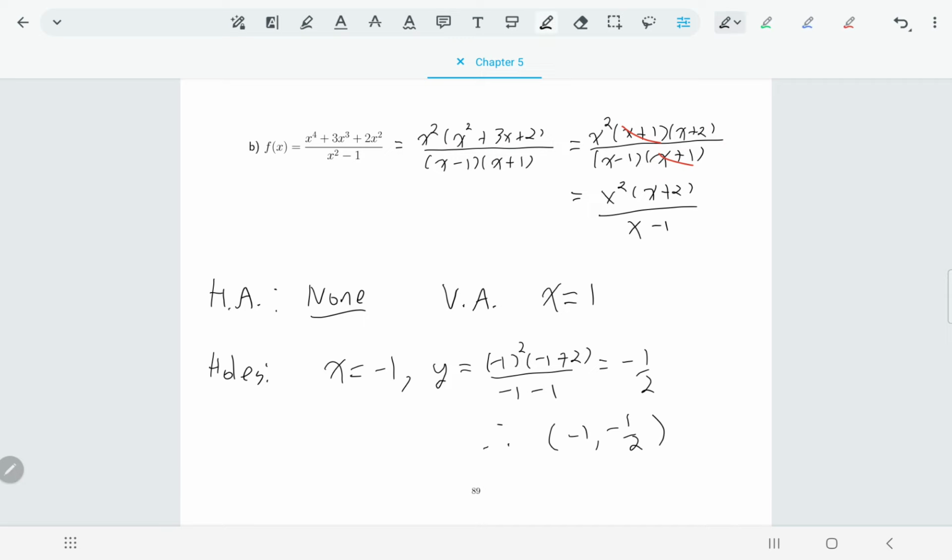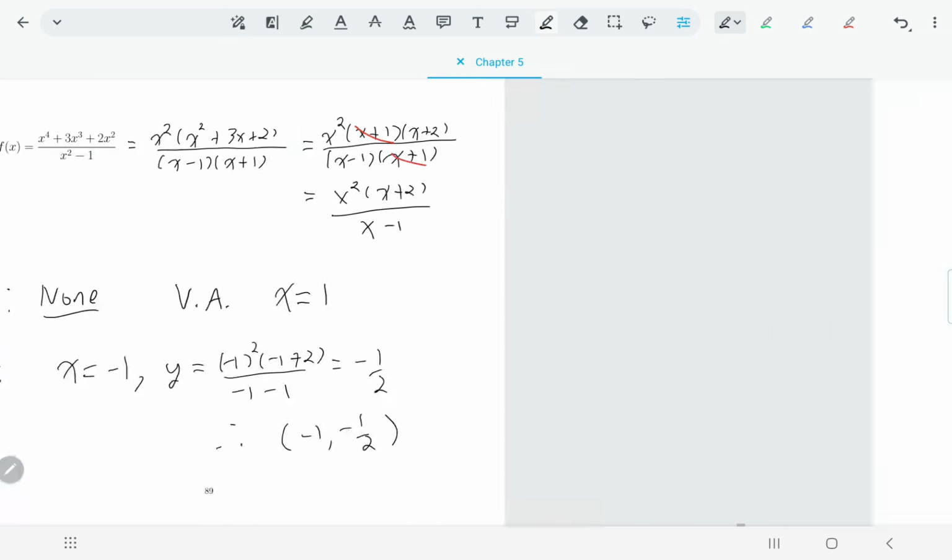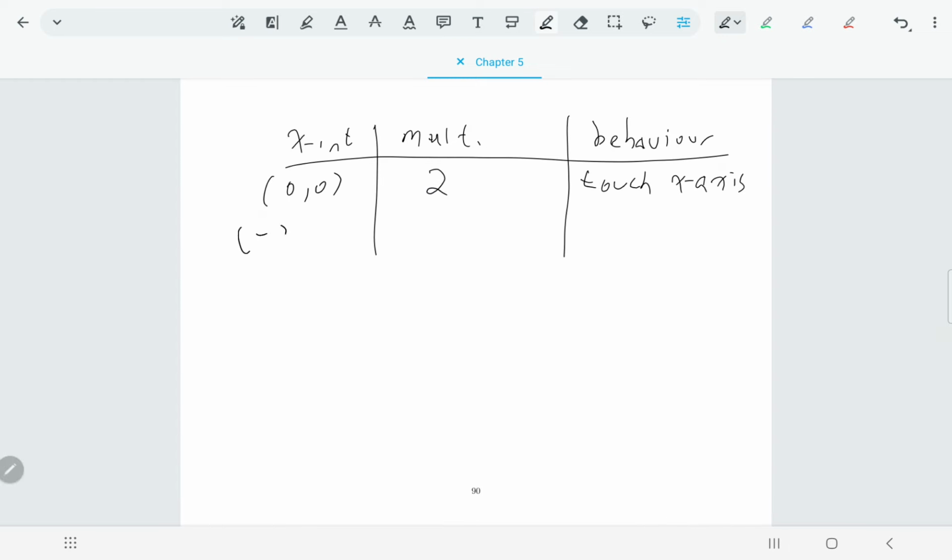The other x-intercept that we have comes from the factor x plus 2, and that would be negative 2, 0. That factor only shows up once, so multiplicity of 1, which means we're crossing the x-axis.